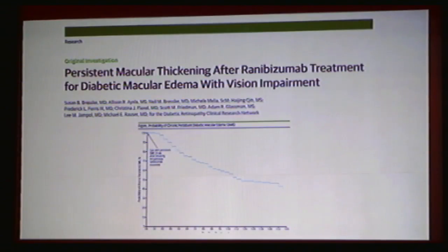So we have several options here. One option would be carry on injecting. Second option would be switch for another anti-VEGF. And the third option would be add steroids. So let's go and quickly review the evidence for this.